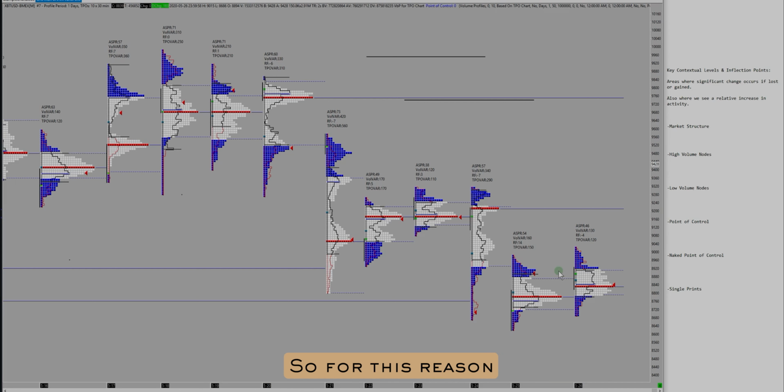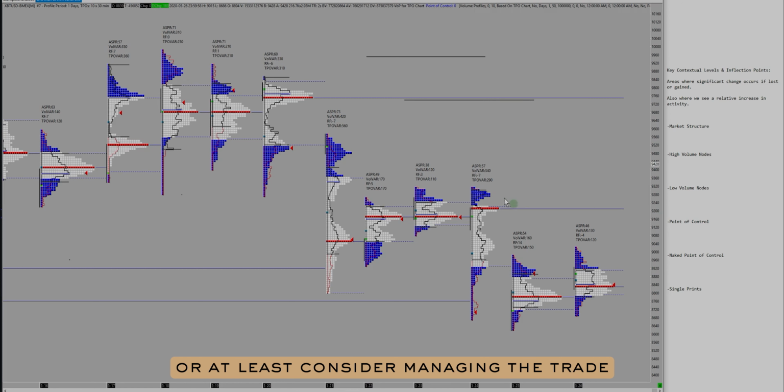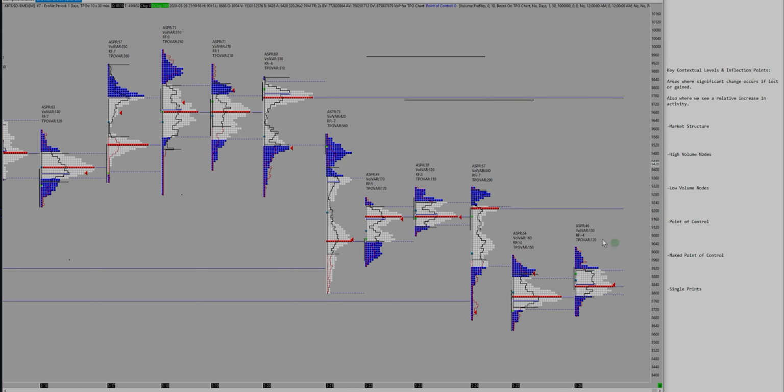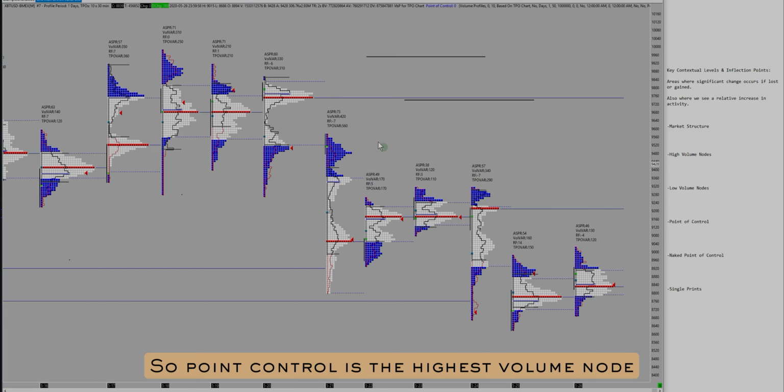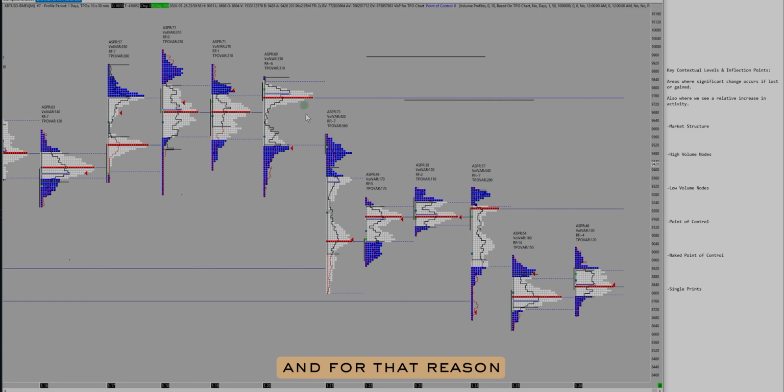So for this reason, this kind of contextual level does represent a good area to take profit, or at least consider managing the trade. So point of control is the highest volume node within this structure, and for that reason, a lot of the times it can act as one of the more important barriers within structure.